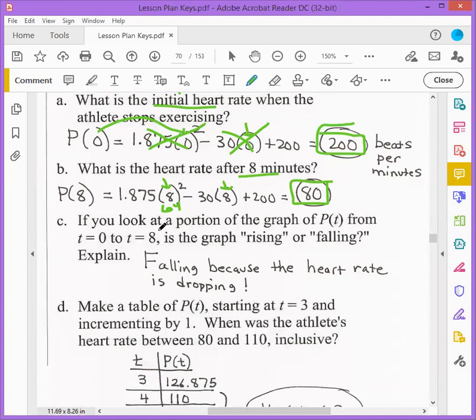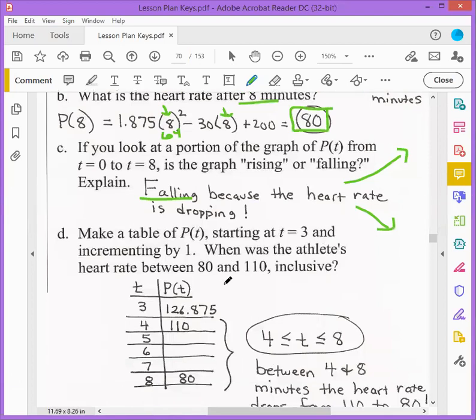Letter C, if you look at a portion of the graph from that P of t function, and we're going to look at the section that runs from t equals 0 to t equals 8. Is the graph rising? Is it increasing as we go from 0 to 8, or is it falling? Is the line going down? We just discussed that. We see that our heart rate is going down, right? It's decreasing, therefore we would describe this graph as falling.